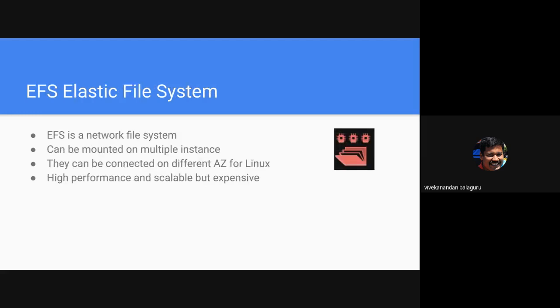Then there is another choice at another level, Elastic File System. So you can see this is basically a network file system. So it can be mounted across multiple instances. They can all share this, and they can be in different availability zones, for Linux actually. This gives much better performance and it can be scaled because it's across multiple AZs and it's shared. The challenge is that it's expensive actually. So it's based on the choices you have for when you use what.